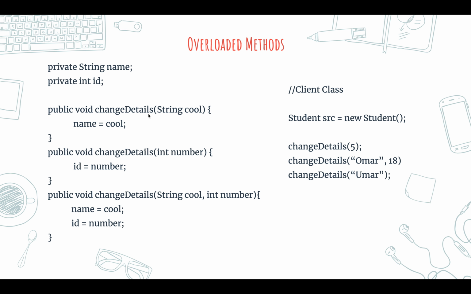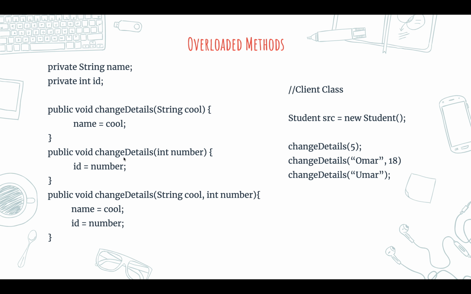So we have a changeDetails method with a string, and what this method does is that it changes the name to whatever is in the parameter. So name is going to be set equal to cool. So whenever this gets accessed, it's going to take the string cool, whatever the value it gets, and then whatever value we get is going to be put into name.